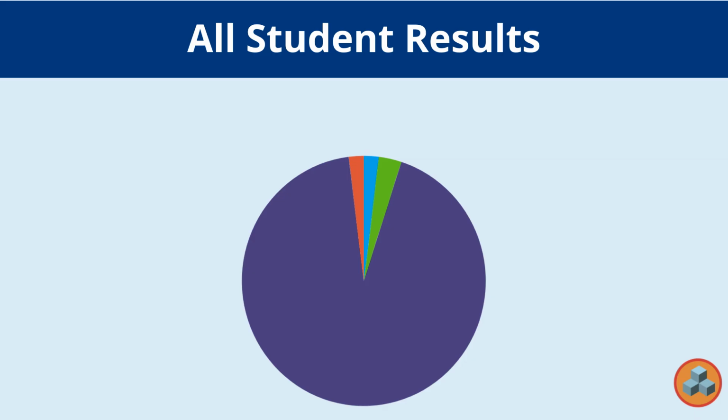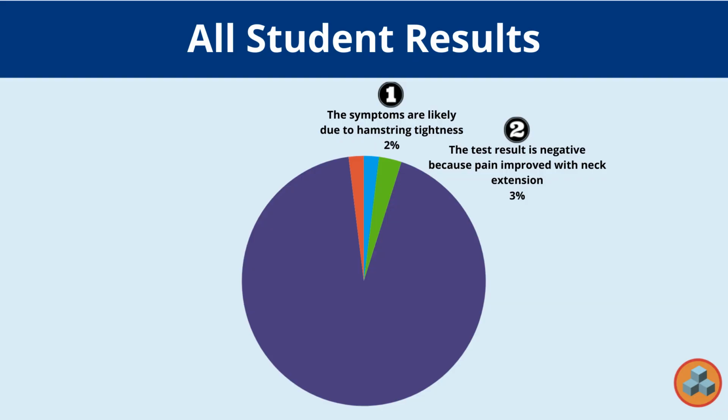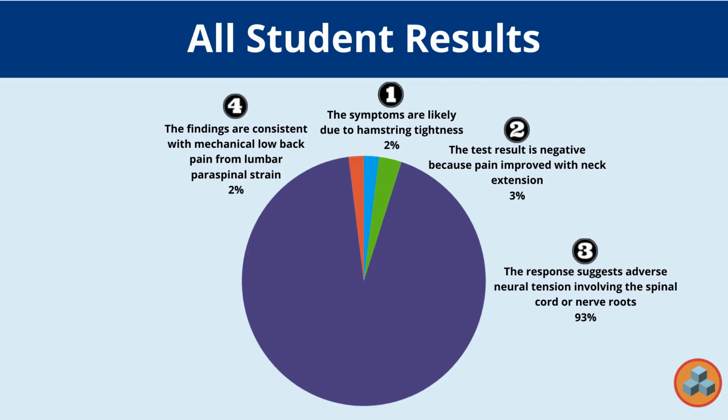Let's explore the all-student data. 2% of students selected option 1. The symptoms are likely due to hamstring tightness. 3% of students selected option 2. The test result is negative because pain improved with neck extension. 93% of students selected option 3. The response suggests adverse neural tension involving the spinal cord or nerve roots, the correct response. 2% of students selected option 4. The findings are consistent with mechanical low back pain from lumbar paraspinal strain.